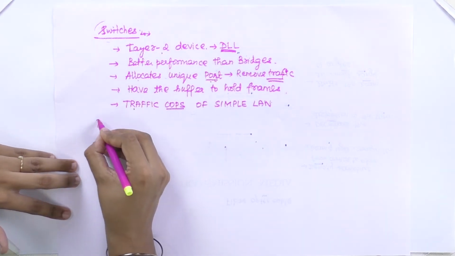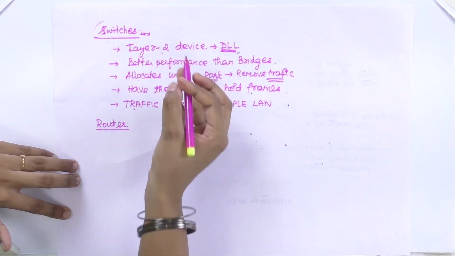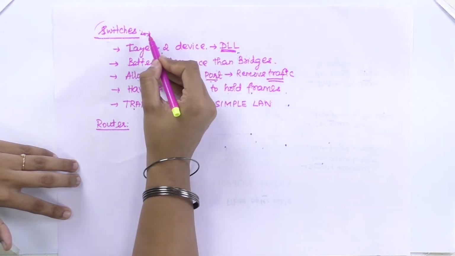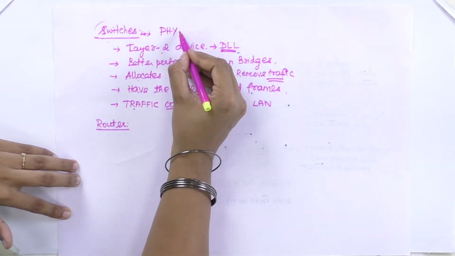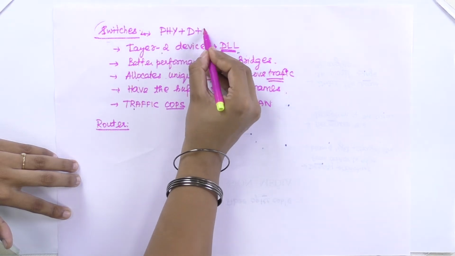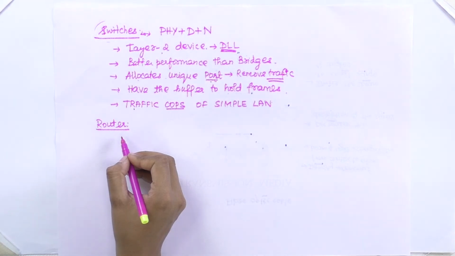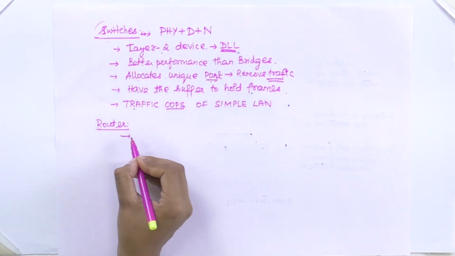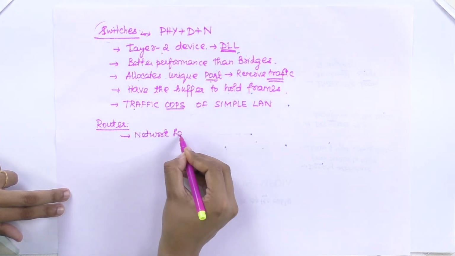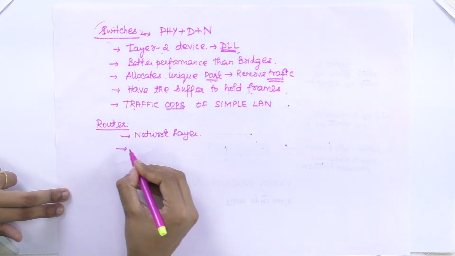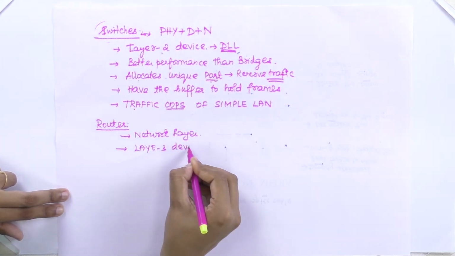So the next one will be your router. I forgot to mention the layers here. It can be used in your physical layer in combination with your data link layer as well as in your network layer. Going to the router, where do we use it? Especially in the network layer. So it is also termed as a layer 3 device.